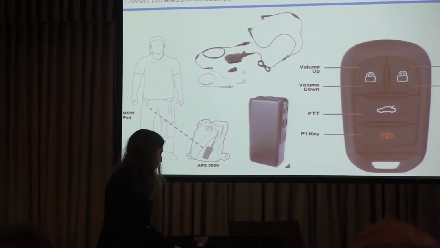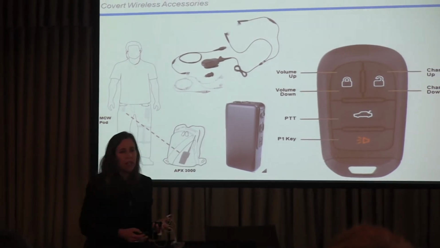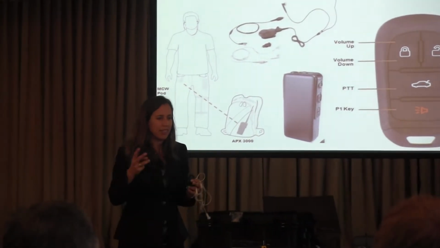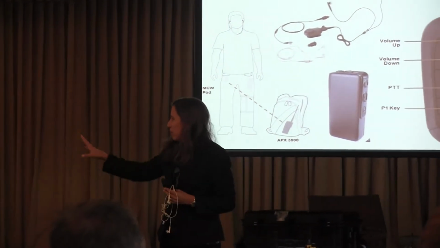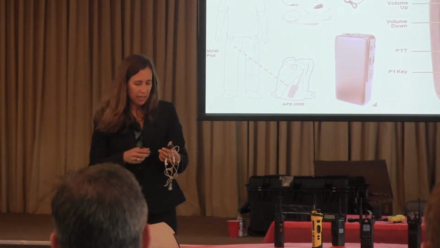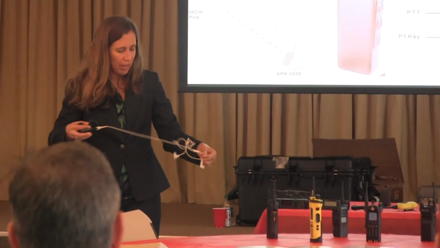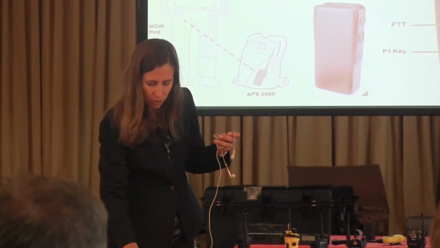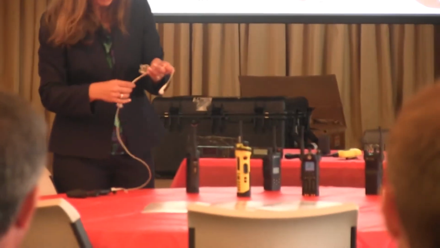And then there are a couple other accessories that we designed for our APX 3000, which is our cover radio. It doesn't have a microphone or a speaker. I have it on the table over there, and you can come see. It's a cover radio that's pretty much a black box. And there's a couple of accessories that were designed when we designed that radio.